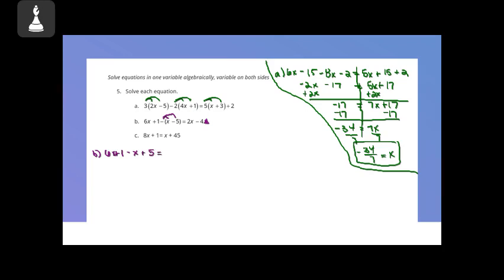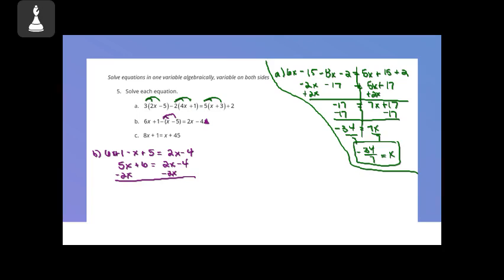Just like the last problem, I'm going to combine the like terms that I have on the left-hand side. 6x minus x is 5x, and 1 plus 5 is 6. And on the right-hand side, I still have 2x minus 4. I'm going to move the smaller of my x's to the other side. So positive 2x, I can get rid of it on the right-hand side by subtracting 2x, which means I then have to subtract 2x on the left, giving me 3x plus 6 equals negative 4.